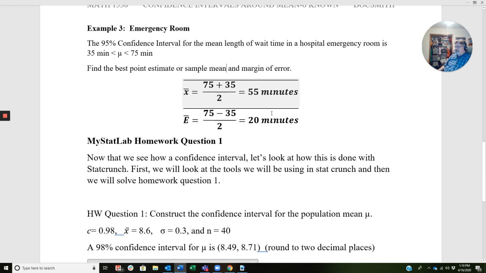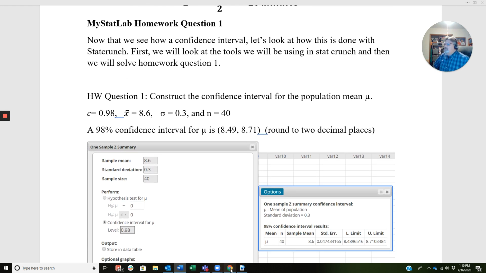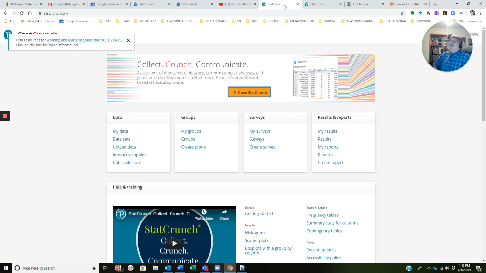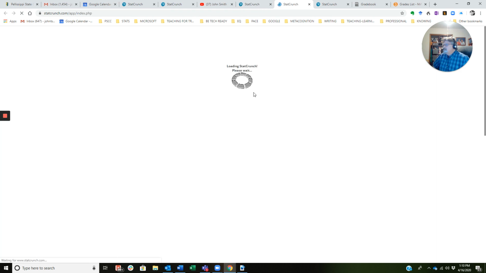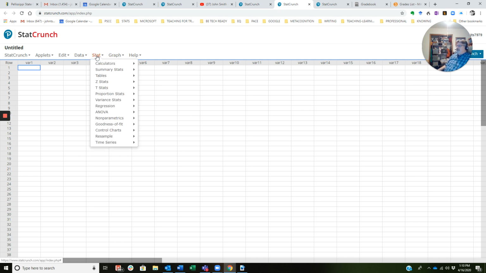Now, here is the first homework question, and this is where we're going to use StatCrunch. But before we do that, I'm going to open StatCrunch, and I'm going to show everybody some things. Now, this will make more sense as we go through, but these are the tools that we use from StatCrunch for this section. All right, I've clicked Stat, and you notice we have Z stats, T stats, proportion stats. Those three things right there are the only three things we need for this section. We're only going to be using one sample, whether it's Z stats, T stats, or proportion stats.